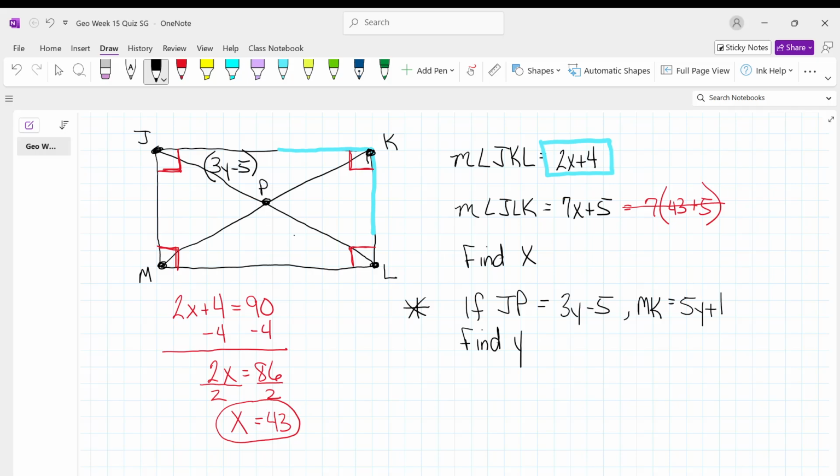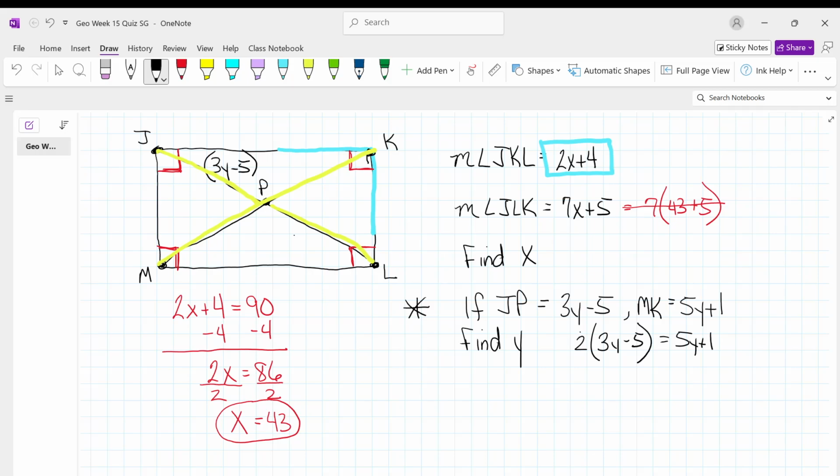So the equation that we can write, we can say that 2 times 3y minus 5, all right, 2 of these pieces right here, basically this piece times 2, is equal to this entire diagonal, M to K. So there's our equation, equals 5y plus 1.